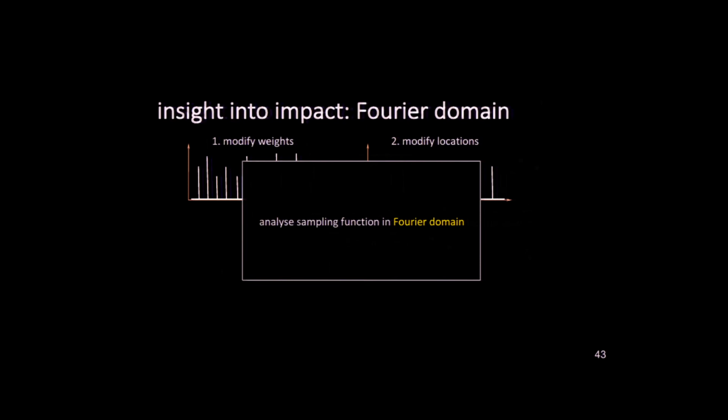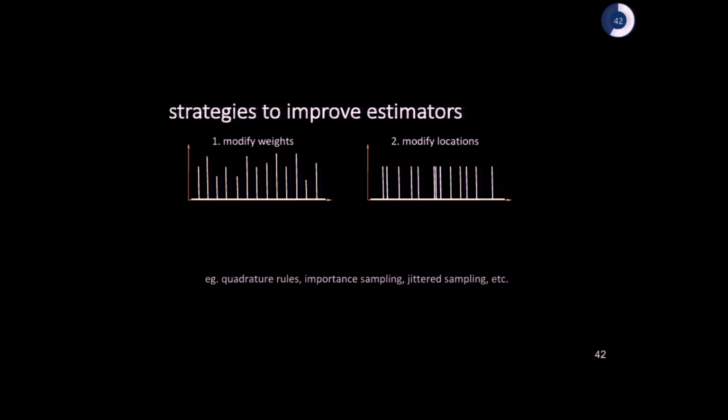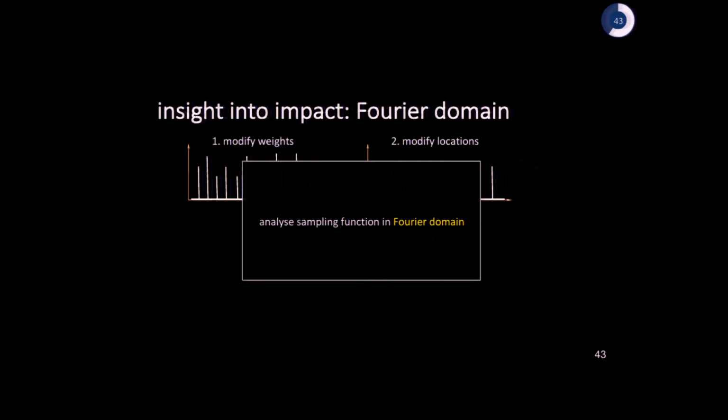Now, why are we analyzing all this in the Fourier domain? The problem is, if you did this, the mathematical machinery you need to analyze the result of this sampling would be different if you modify locations. You can do both in conjunction, but these two approaches require very different mathematical machinery. So we asked the question, what if we looked at this also?